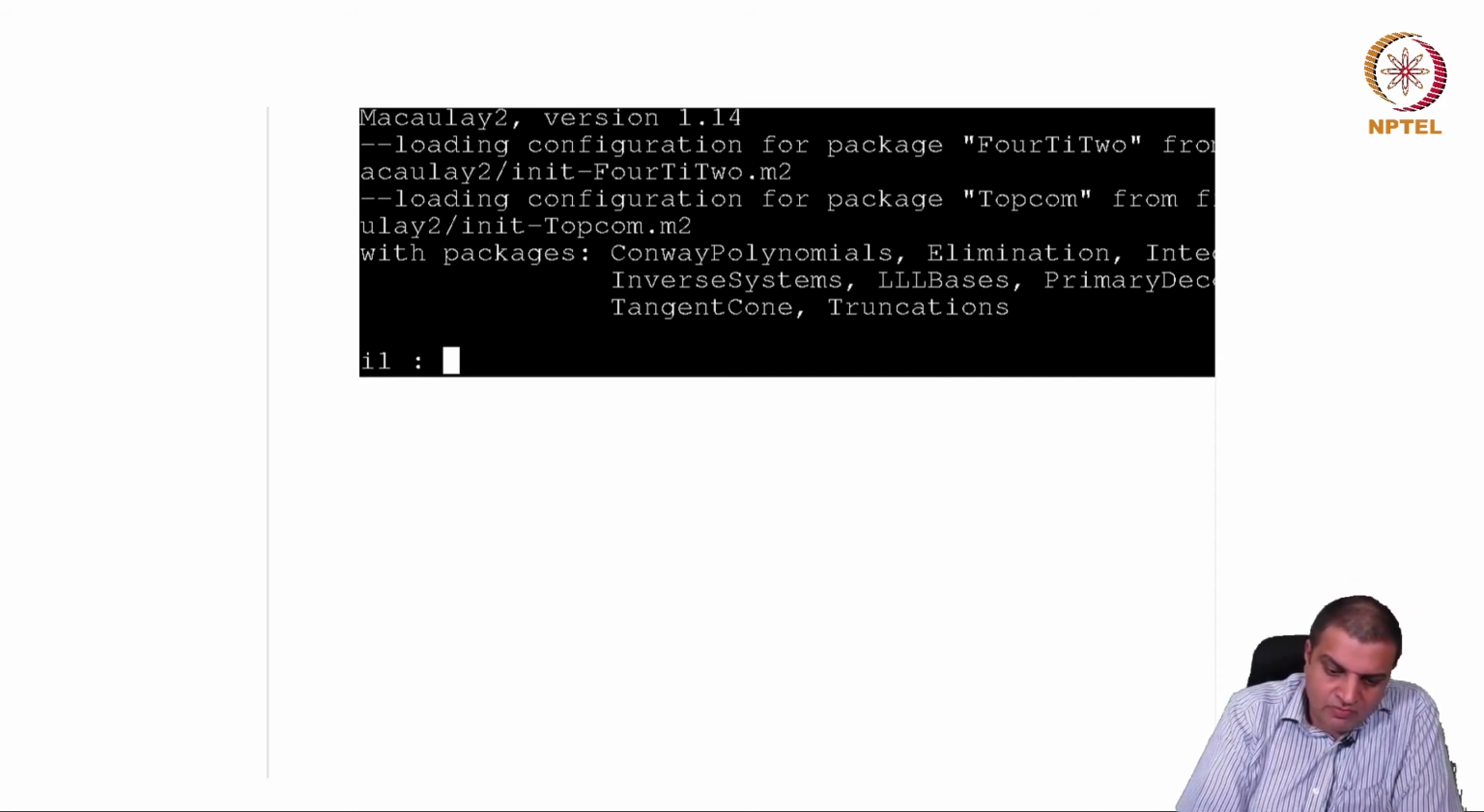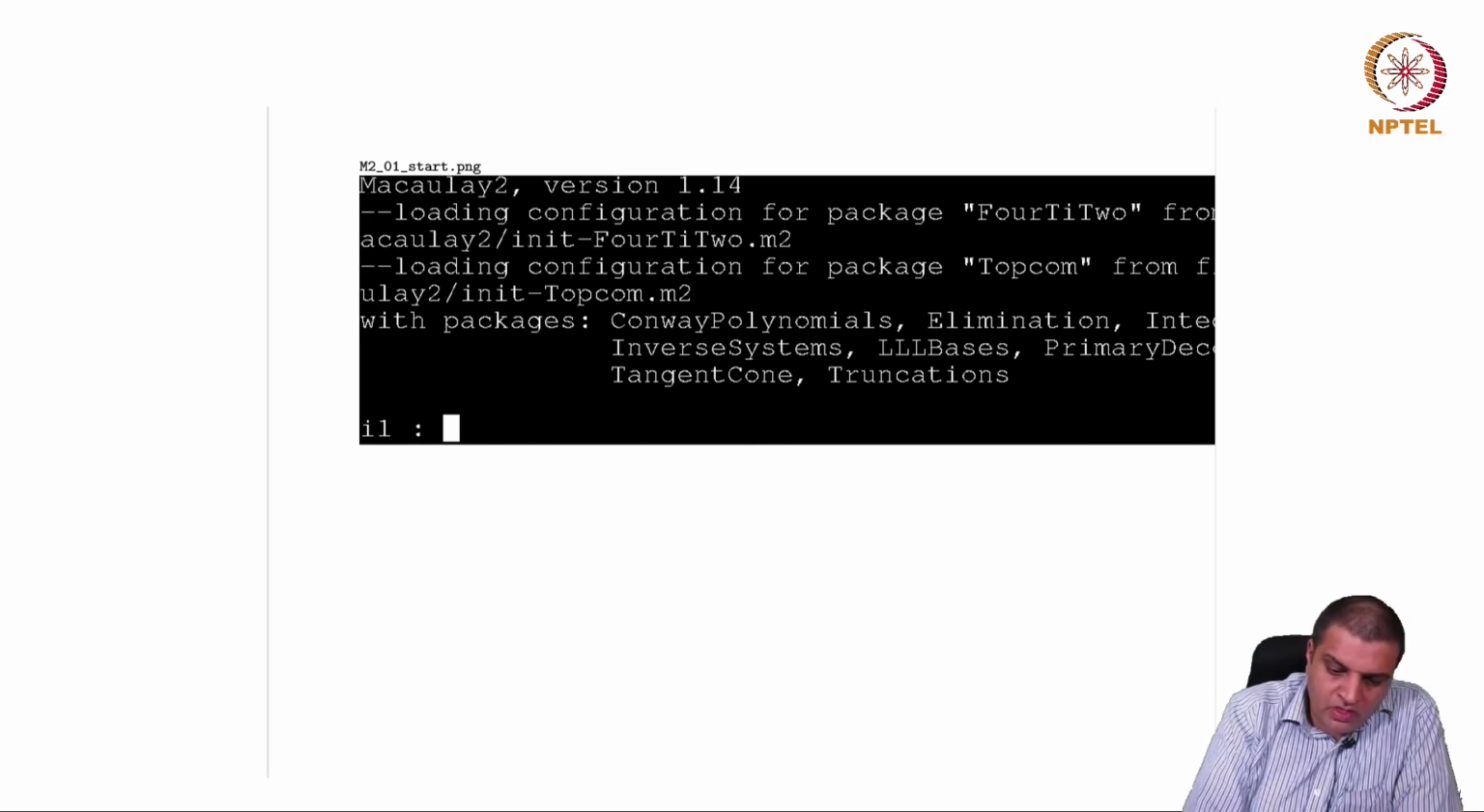And this is the input line. The one that starts with an I says you are in an input prompt, and it says the first input prompt.